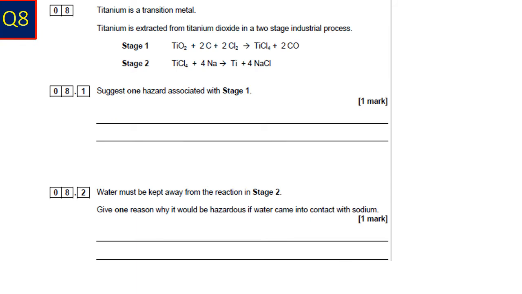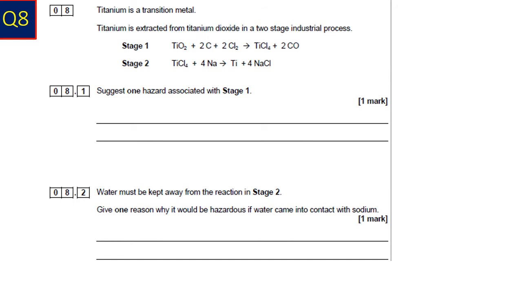So question 8, we're looking at titanium being a transition metal, and we're looking at extraction. So we've got links to both C1 and C4 in this question. Titanium is extracted from titanium dioxide in 2 stages. Stage 1, titanium oxide plus carbon plus chlorine forms titanium chloride and carbon monoxide. In stage 2, they take that titanium chloride and react it with sodium to form titanium and sodium chloride.